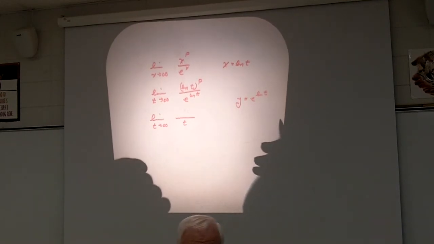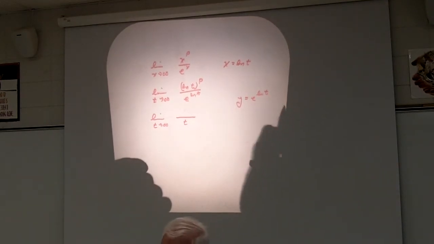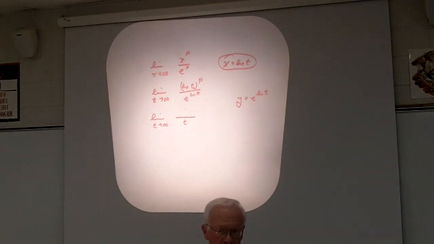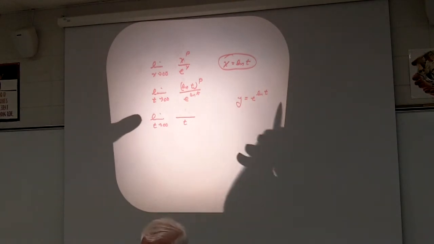How do you know that you have to make x equal to the ln of t here? Yeah. Just have to know that. There is no mathematical thing you can crank it out. It's just something you have to know. It's like that one. Okay? Memorize it. And yeah, okay.